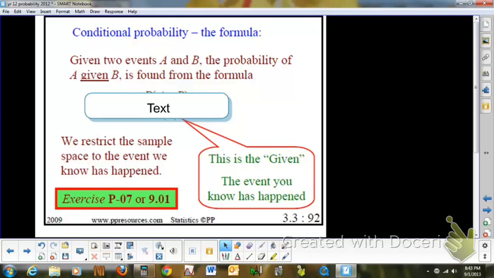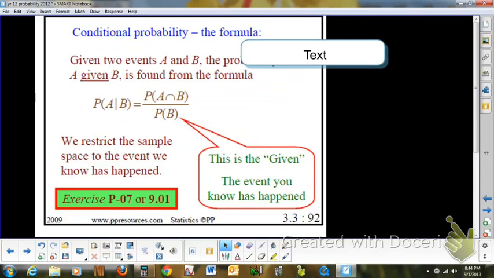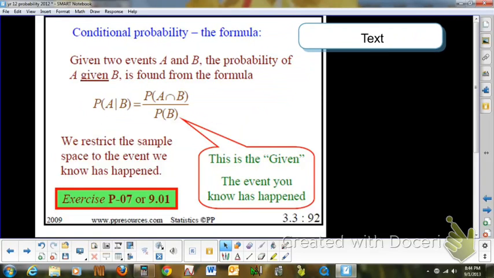Okay, we're going to take a look at conditional probability, and we're specifically going to look at the conditional probability formula. We've dealt with conditional probability through tables. Now we're going to take a look at this formula because we may need to use it in some of the questions in the assessment.